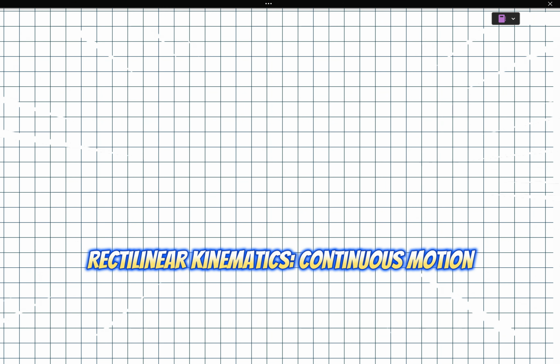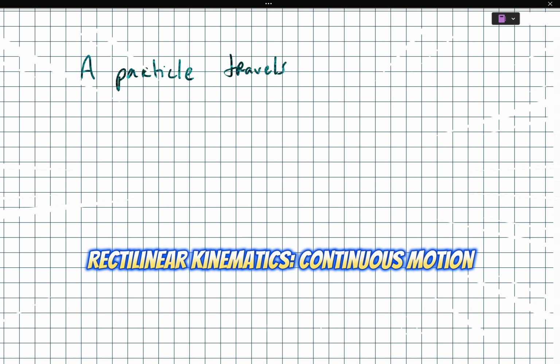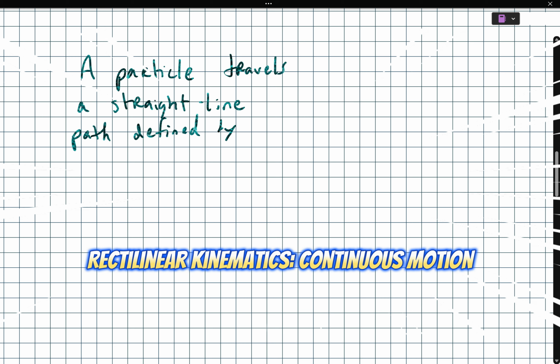So let's take a look. We have a particle, and this particle, let's say, travels along a straight line. This is a straight line path defined by the coordinate axis s.